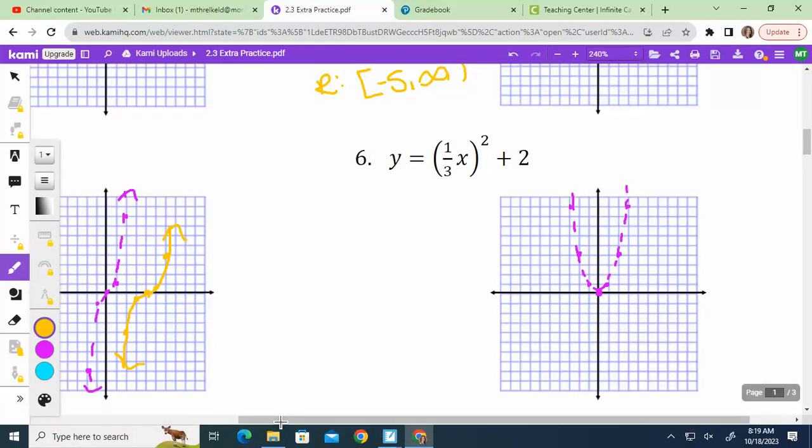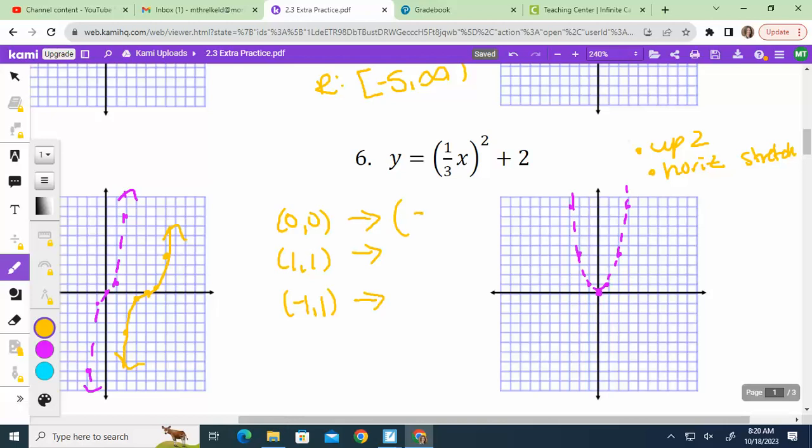Number 6. Parent function is x squared. The +2 would move it up 2. What's the 1/3 do? If you need to, you can write points. Are we changing x or y? X, and it does the opposite of what it said. So it said multiply by 1/3, so we can multiply by 3. And this would give us the points for the stretching purposes, and then we have to move them up 2.